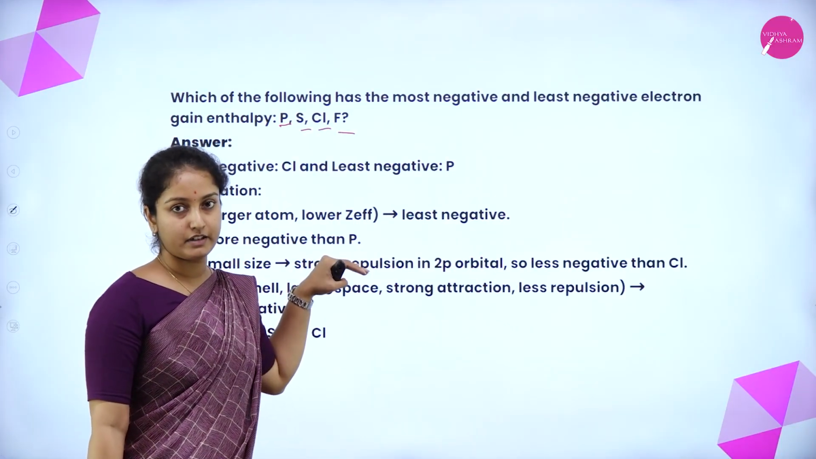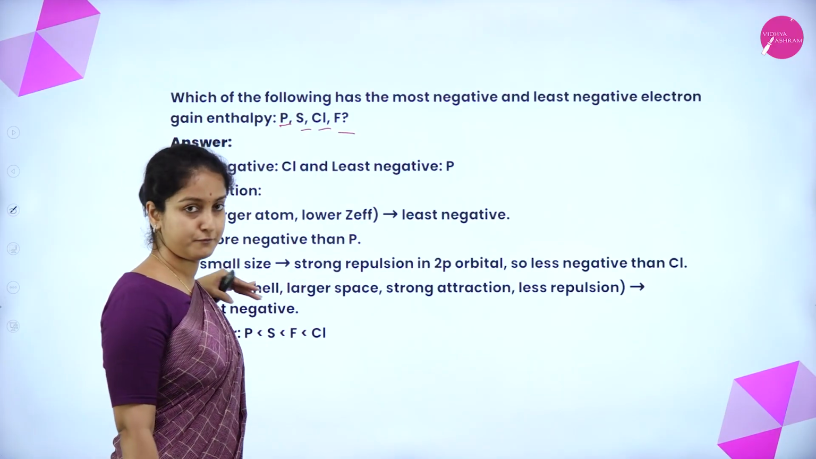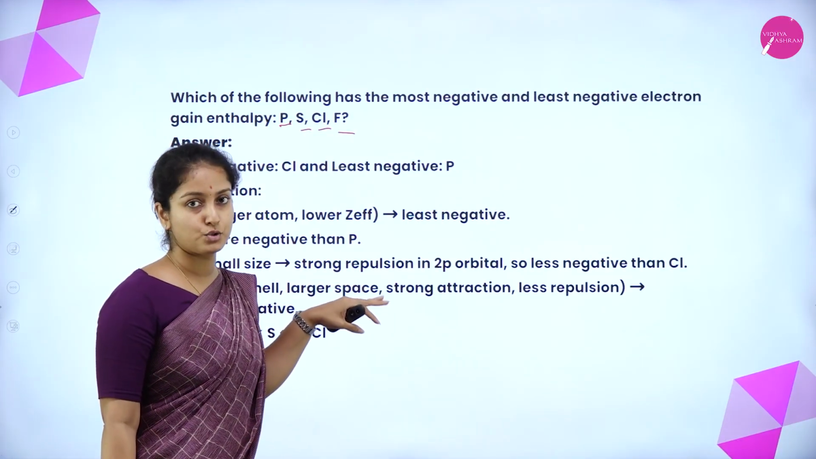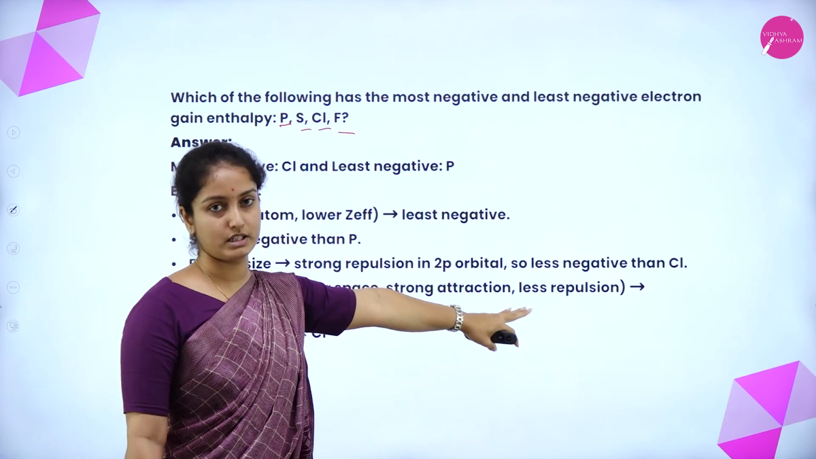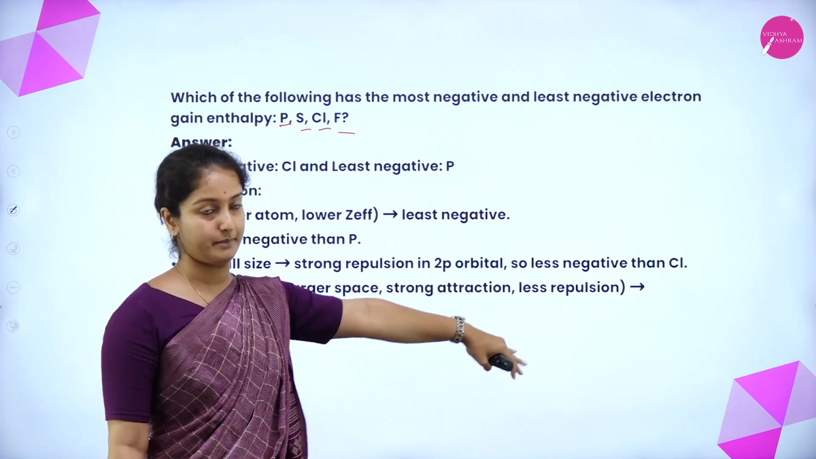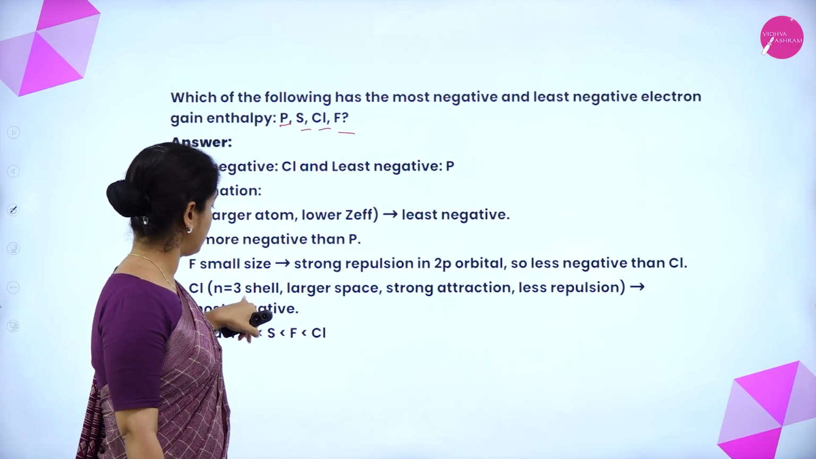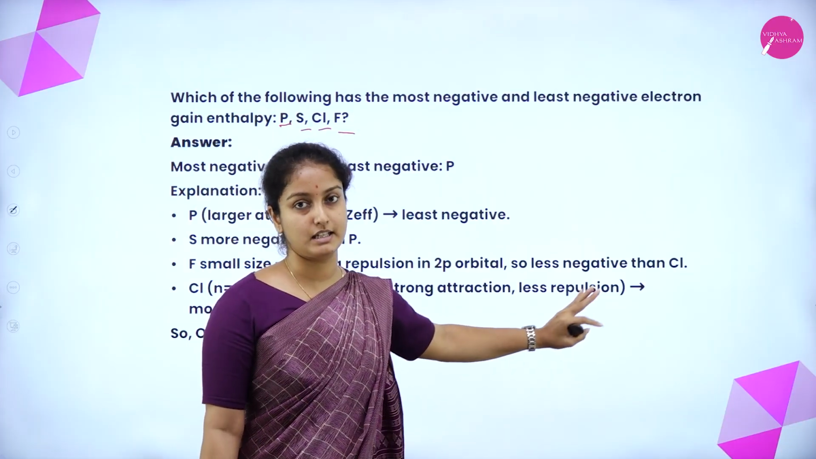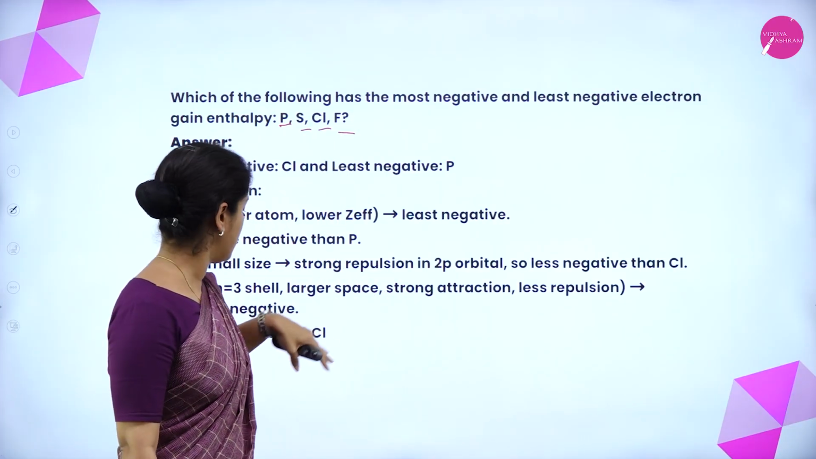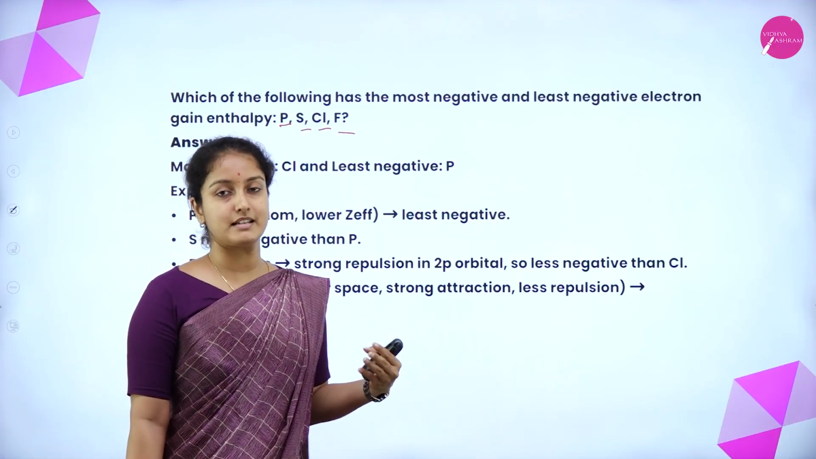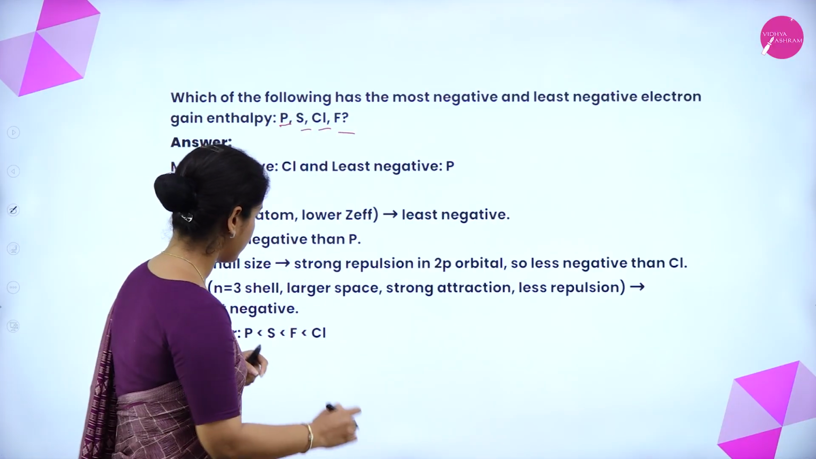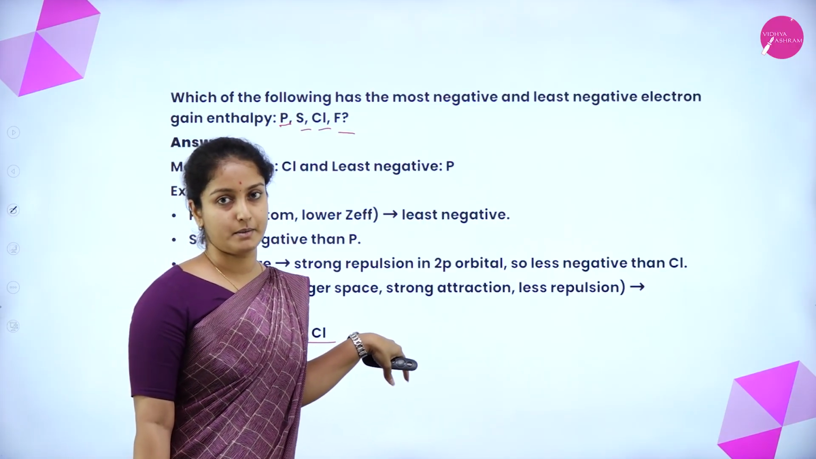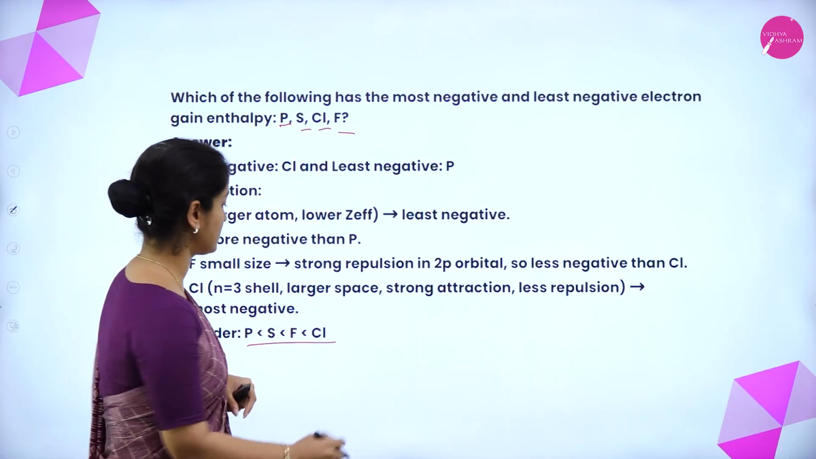Sulfur will be more negative compared to phosphorus. But when it comes to fluorine, the atomic size of fluorine is very small, so it leads to stronger repulsion in the 2p orbital. So it is again less negative compared to chlorine. But chlorine, having shell number 3, has larger space, stronger attraction and less repulsive forces between the electrons. So it leads to the most negative electron gain enthalpy. So the order goes like this: sulfur is less negative compared to fluorine, and fluorine is less negative compared to chlorine. So the most negative is chlorine.